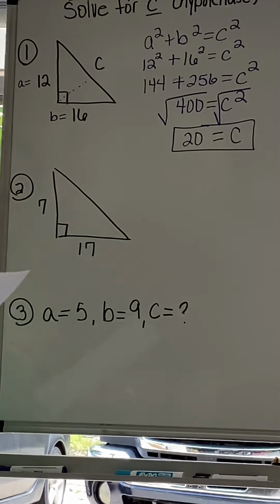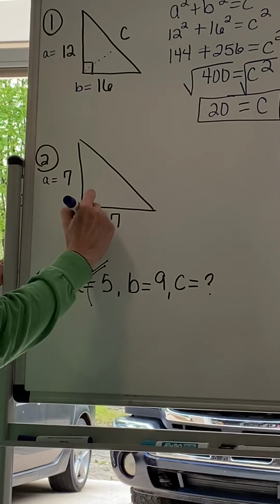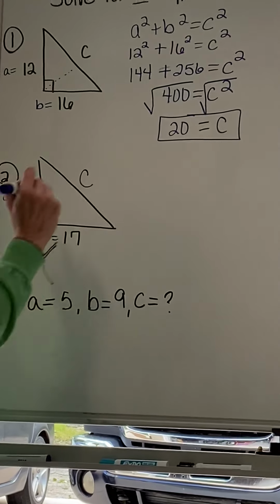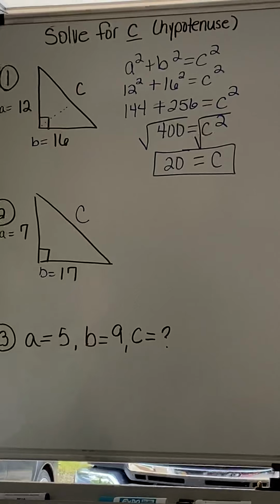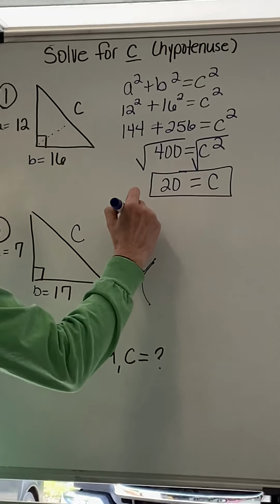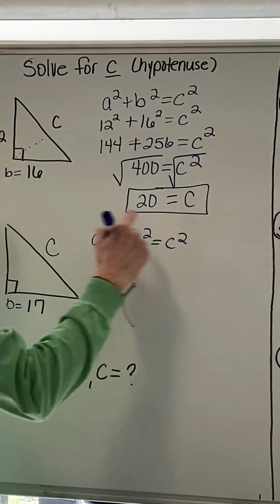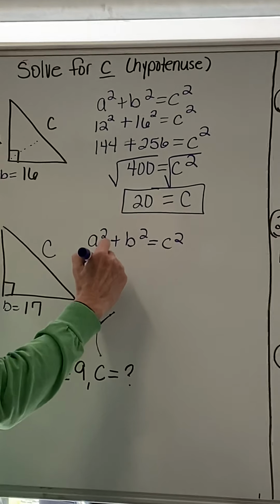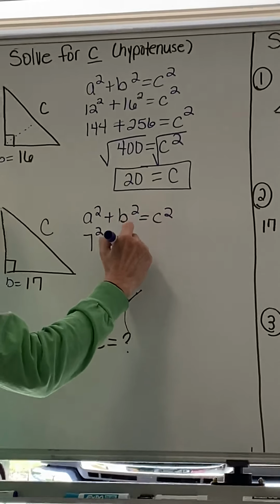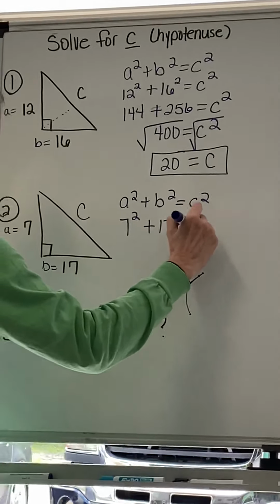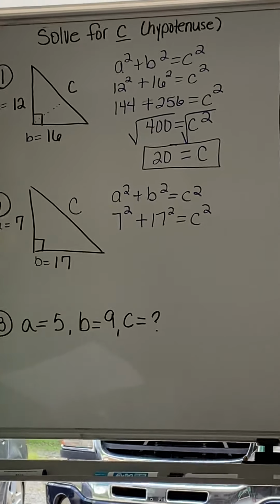So we're going to go through the same process for number 2. I'm going to call this side A. I'm going to call this side B. This side has to be C because it's across from the right angle, and that's what we're solving for. So just like we did in the problem above, A squared plus B squared is C squared. My A is 7, so I'm going to substitute it in that place for A. My B is 17. I'm going to substitute it in the place of B. And I don't know what C is, so I still don't know what C squared is.